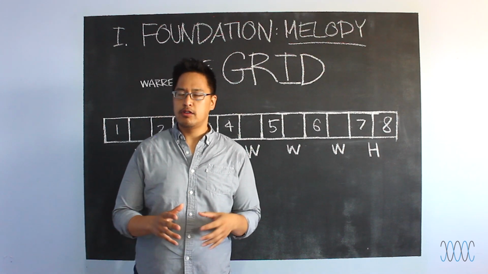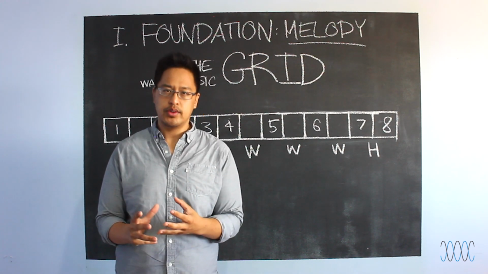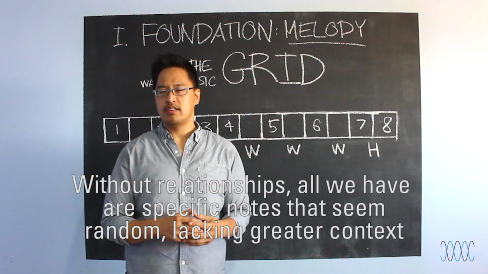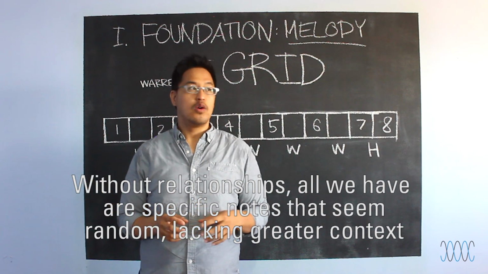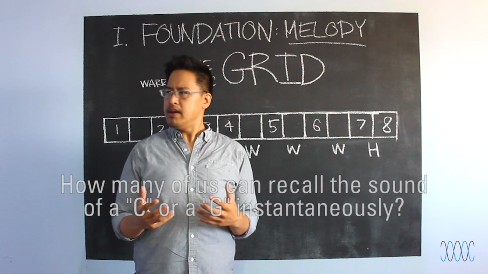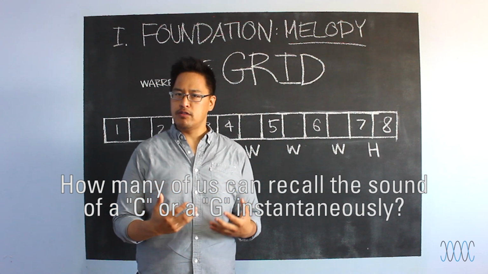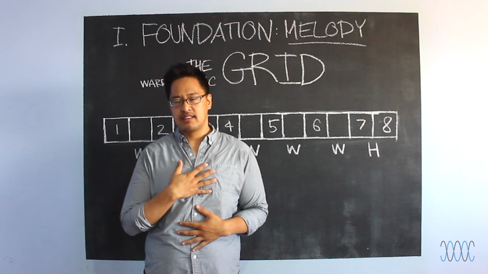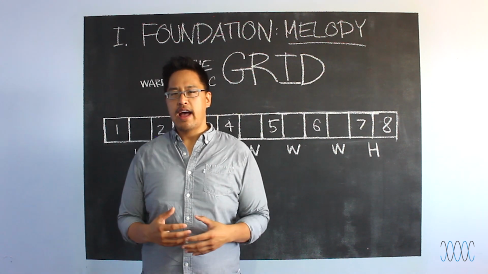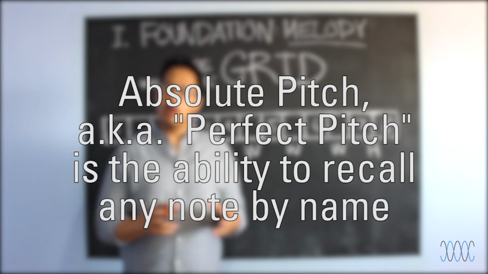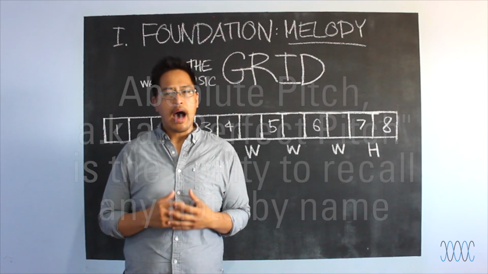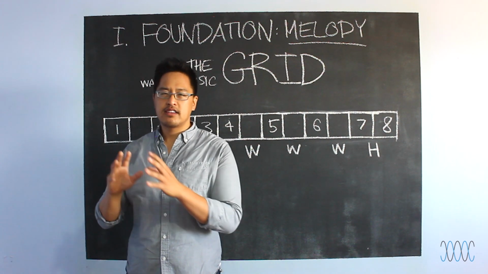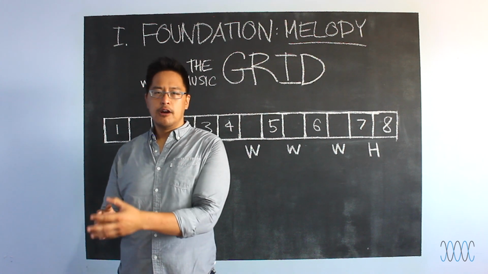If we didn't look at these notes by their tonal relationships to each other, all we would have is a collection of particular notes. You might have a C here or a G there. And how many of us could identify those notes by name just from hearing those sounds? I personally can't. The ability to do so is known as absolute pitch, also called perfect pitch. I don't have perfect pitch.